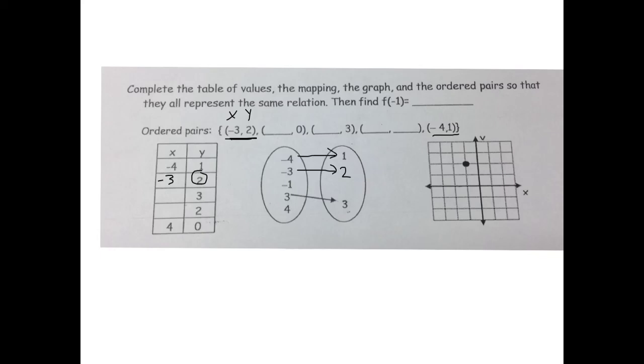I still need to find out who goes with 0. Oh, I see it right here. Right there, 4 goes with 0. So I need to put 0. 0 is going to be way up here in my mapping. 4 goes all the way up there to 0. Now I need to find out who goes with 3. Oh, right here it is in my mapping. 3 goes with 3. And then the one thing I haven't used yet is the table, or sorry, the graph.